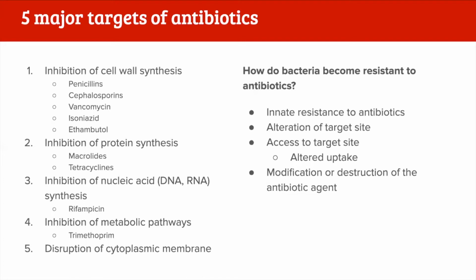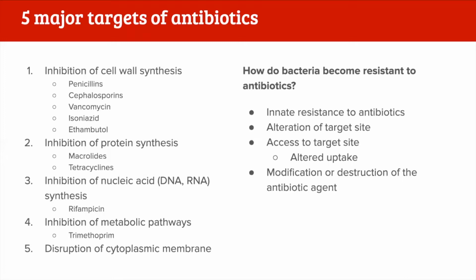So talking a bit about antibiotics now, there's 5 major targets of antibiotics usually. So first, antibiotics may inhibit cell wall synthesis. So drugs like penicillin, cephalosporins, vancomycin, isoniazid, or ethambutol. These are the group of antibiotics that will inhibit cell wall synthesis and eventually cause the bacteria to lyse.